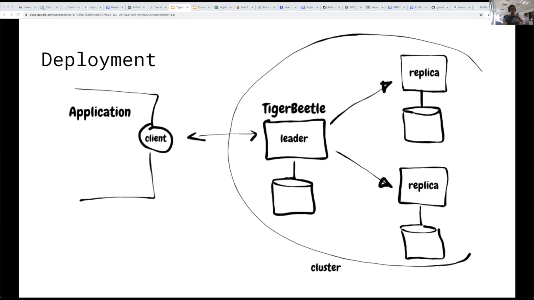Jordan, anything to add there? Sorry, I apologize. We're cruising along quickly. Cool. Let's get to the demo.